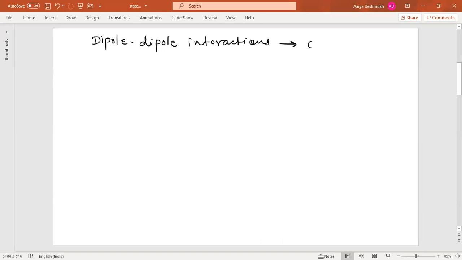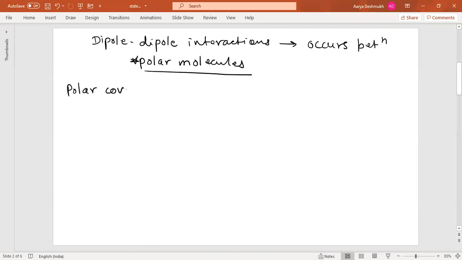This dipole-dipole interaction occurs between polar molecules. So this is a very important word here, polar molecules. Polar covalent molecules, I hope you know what is a covalent bond or covalent molecules, where there is a sharing of electrons. In case of a covalent compound, there is a sharing of electrons between the two atoms, and the covalent bond is formed by sharing of electrons.